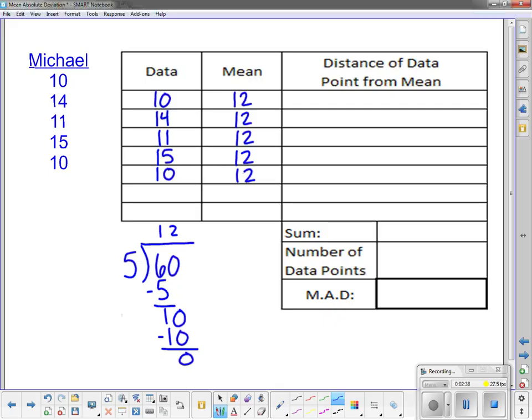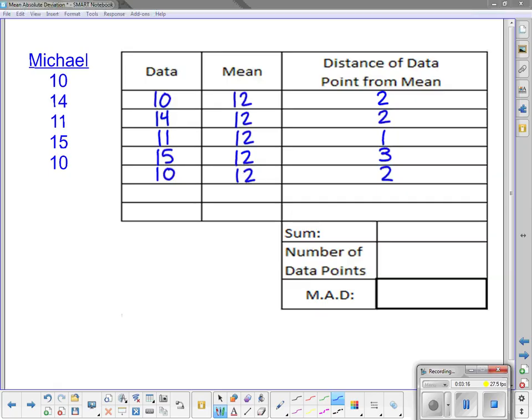Well, in the first game, he scored 2 points away, or 2 points below his average. In the second game, he scored 2 points above his average. In the third game, he scored 1 point below his average. The fourth game, he scored 3 points above his average. In the last game, he scored 2 points below his average. We were just trying to find the distance, and distance is always measured with positive numbers, so we just counted the number of steps, or the number of points away from the mean.